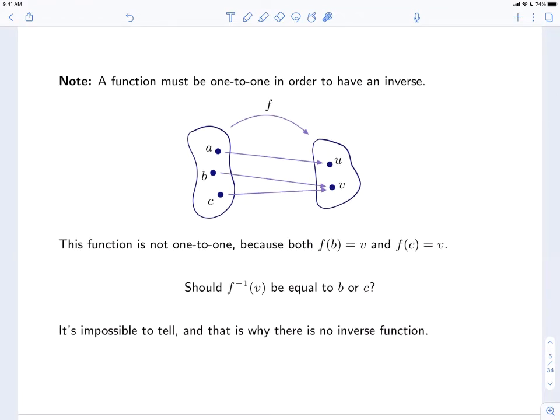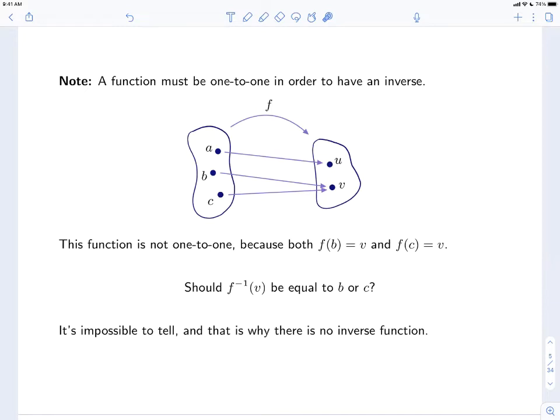A function must be one-to-one in order to have an inverse. So let's look at this example here. We have a set of just three numbers. Let's assume that these are the only things in the set, a, b, and c. And we've got some function f, which is a rule that takes everything in this domain into this range over here. So a goes to u, b goes to v, and c also goes to v. So b and c go to the same thing. This isn't a one-to-one function because b and c are two inputs that go to the same output.